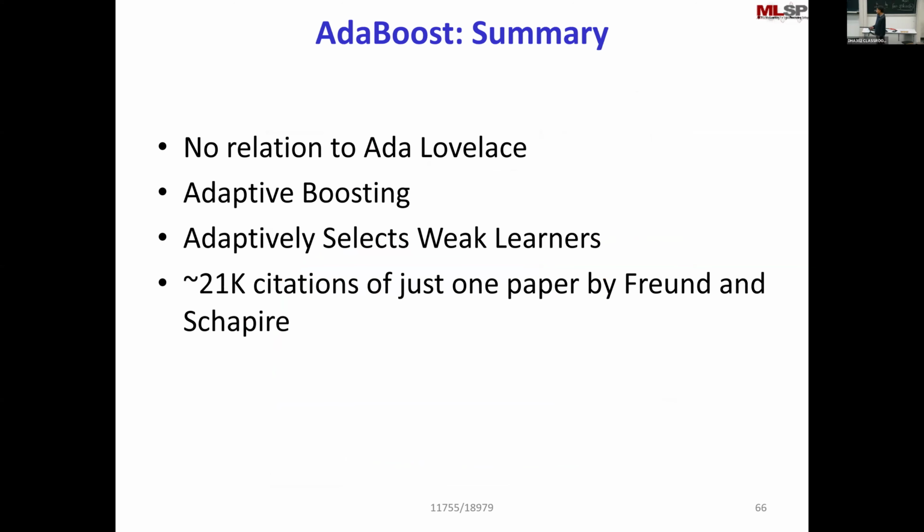Very nice. So again, summary, no relation to Ada Lovelace. It's adaptive boosting, adaptively selects weak learners. I think it's 24K citations or more from just one paper by Freund. He and Rob Schapire got the Gödel Prize for this work. And yeah.